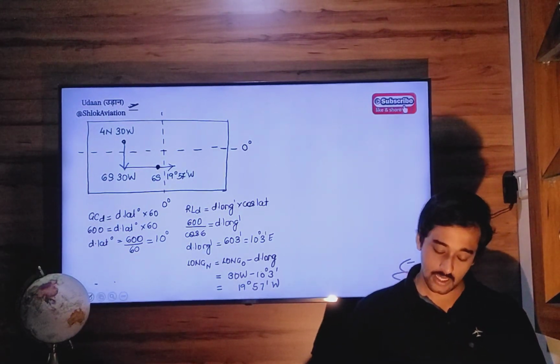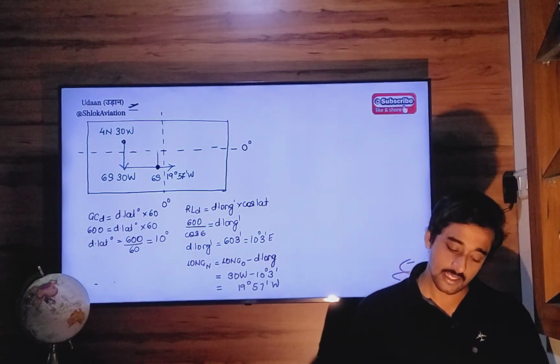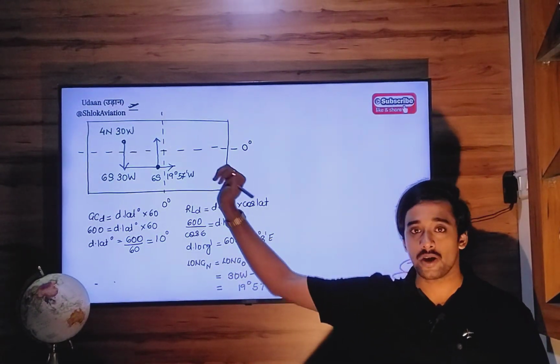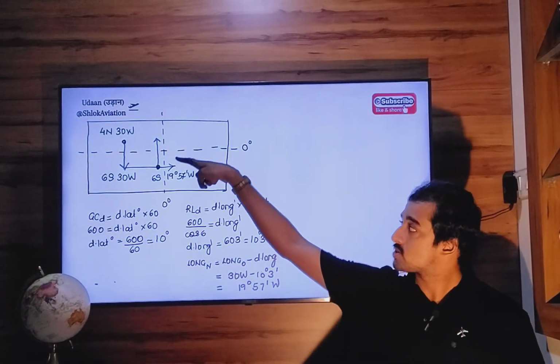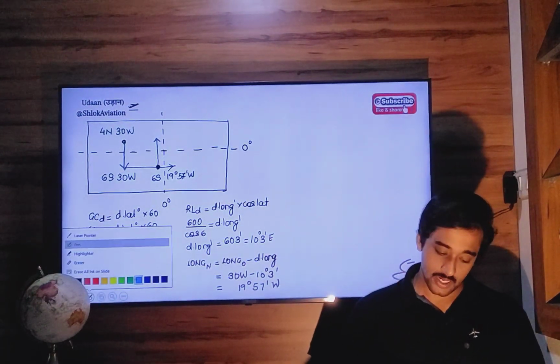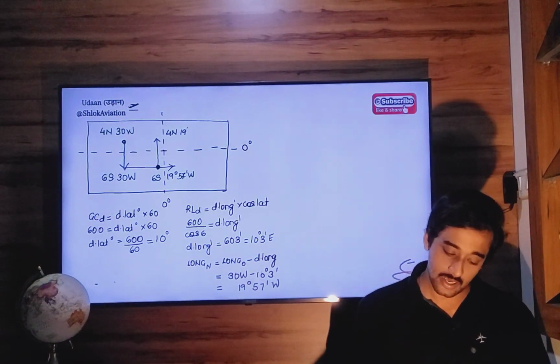From this position, the aircraft travels 600 miles north. When you travel 600 miles north, again you will end up at the same latitude, 4 degrees north. Okay, so same like this. So I'm going to write here 4 degrees north. Longitude will be 19 degrees 57 minutes west.